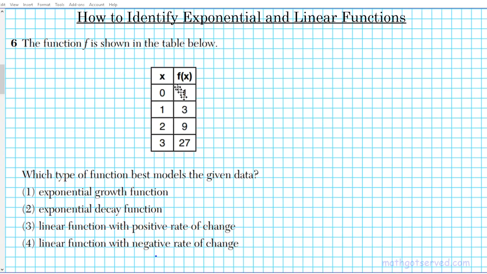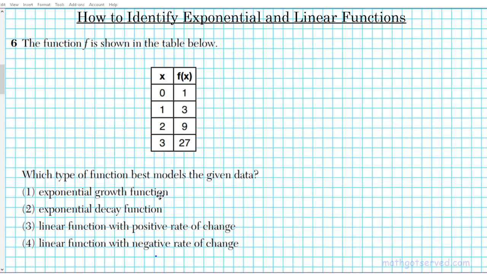So this is f of x and this is x right here. And the question: which type of function best models the given data? Is it exponential growth, exponential decay, linear function with positive rate of change, or linear function with negative rate of change? Okay, so if we're given a table, how do we know if it's one of the following?